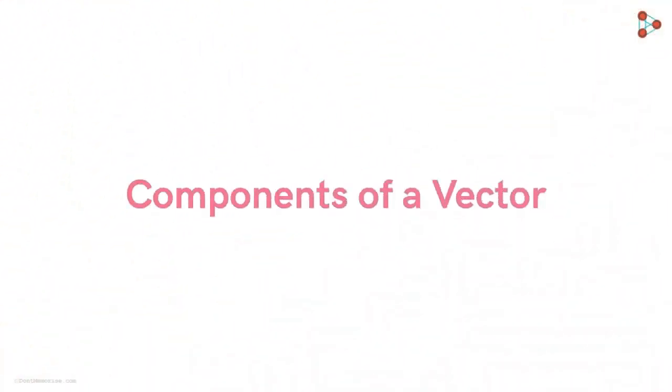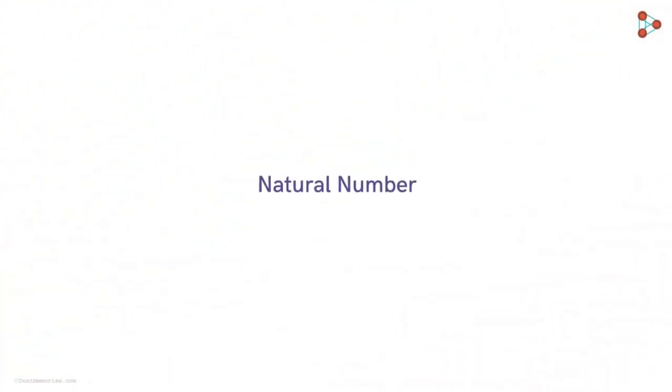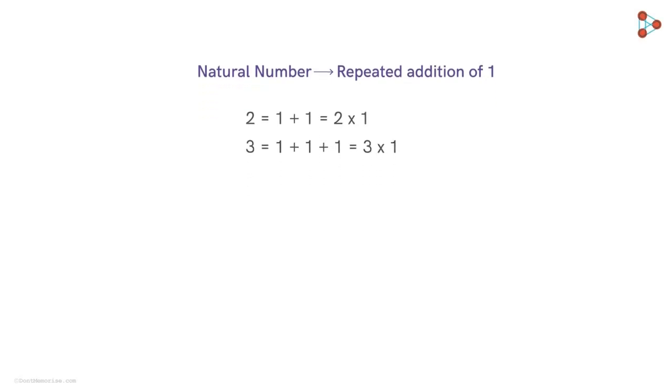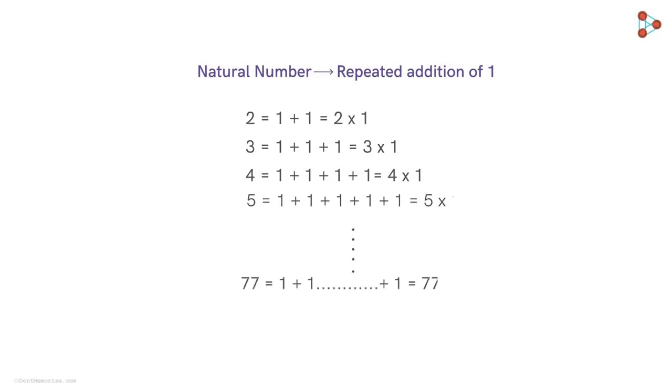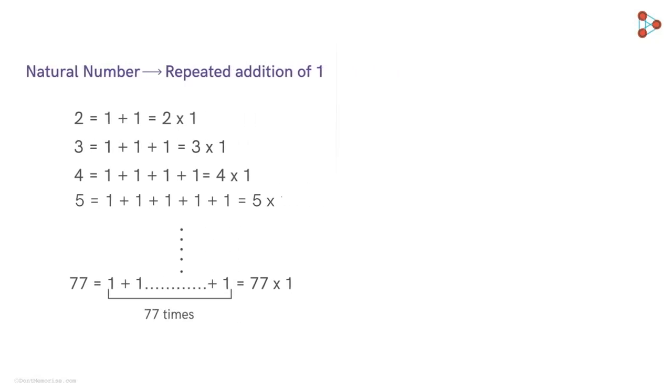Now moving on, we're going to look at an interesting concept called components of a vector. To begin with, instead of diving right into the concept, let's first intuitively understand what it is all about. We know that any natural number can be written as a repeated addition of the number 1. 2 can be written as 1 plus 1, which is 2 times 1. 3, 1 plus 1 plus 1, that is 3 times 1, and so on. So any natural number is just the number 1 added to itself a few times.